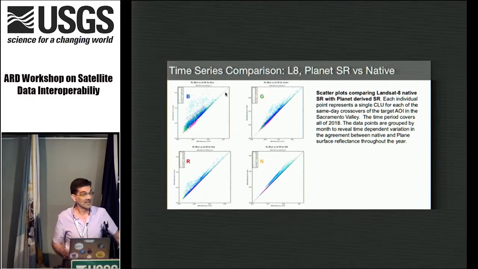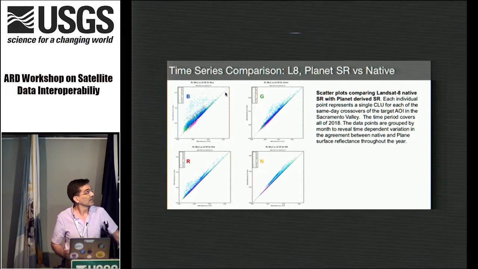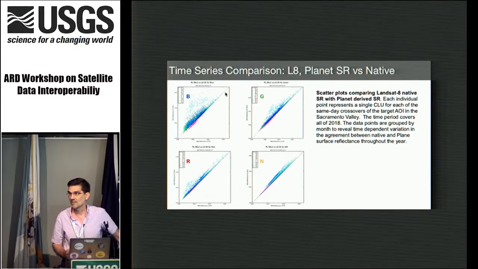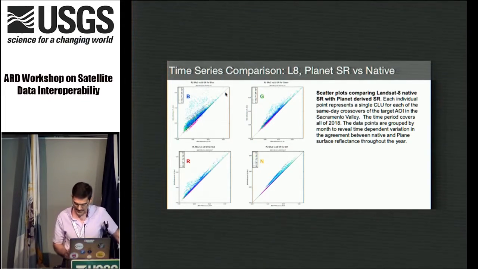When looking at the time series, I wanted to illustrate how it can be different at different times of the year. In this case, this is showing scatter plots where each color is representing a different month of the year, and the reds and pinks are more in the winter, and the greens and blues are more in the summer. And you see that there are some definite differences in the errors as the year goes along.